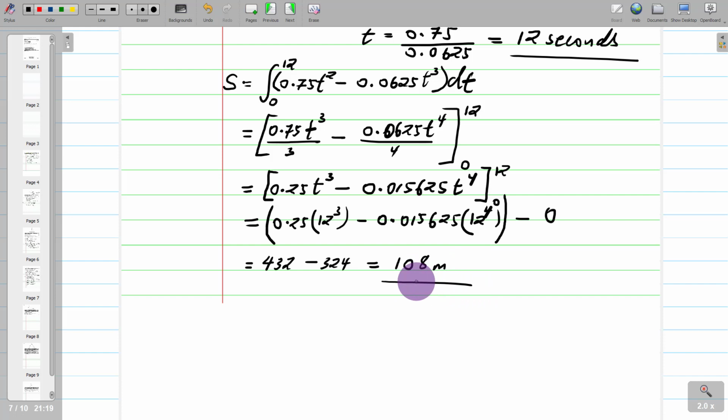So this is the distance that the object travels before it starts changing direction, and it is the area under the velocity time graph with the limits from 0 to 12 seconds. And that is how question 4 is worked out. Let's go to question 5.